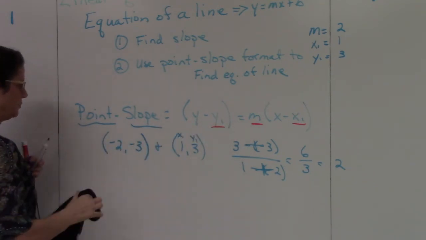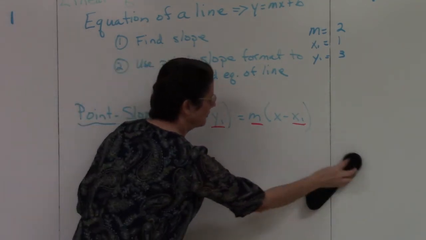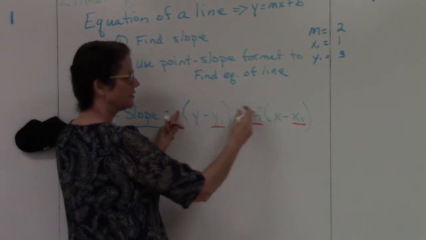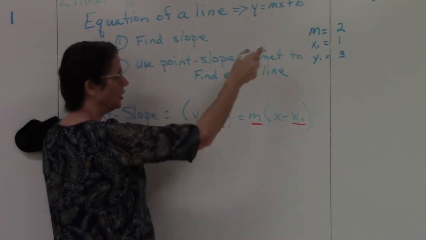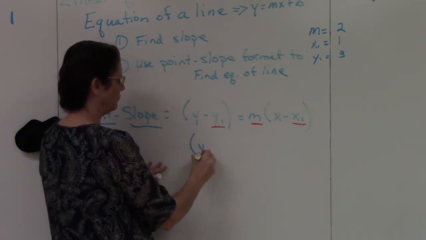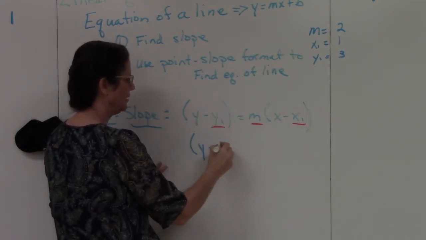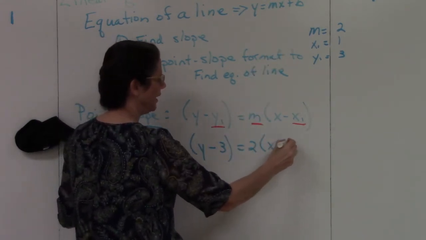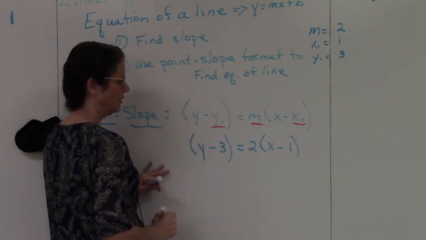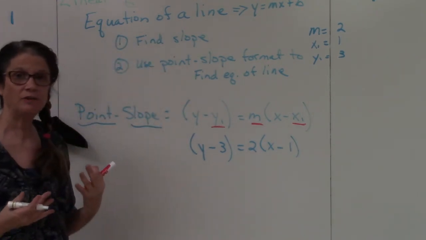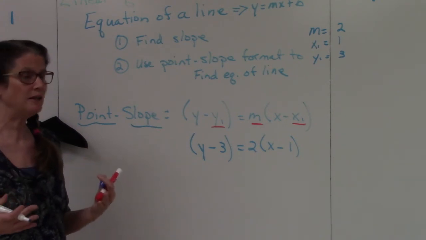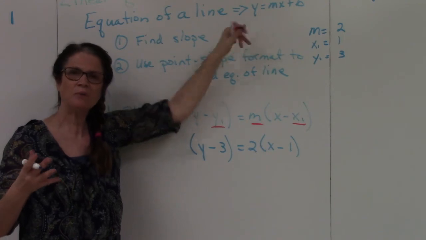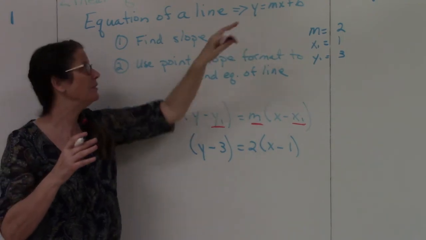So let me erase this part. Okay. So here's a great formula to use. So all I have to do is rewrite it. So I have y minus 3, my slope is 2, x minus my x value. Okay? So now I have an equation. I have a linear equation. I just have to clean it up. I want it to look like this. Okay? So the term clean it up means do whatever it is that gets it into that format.